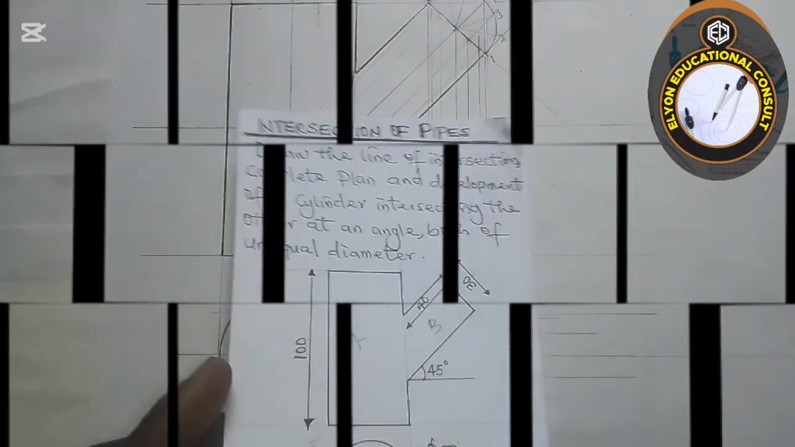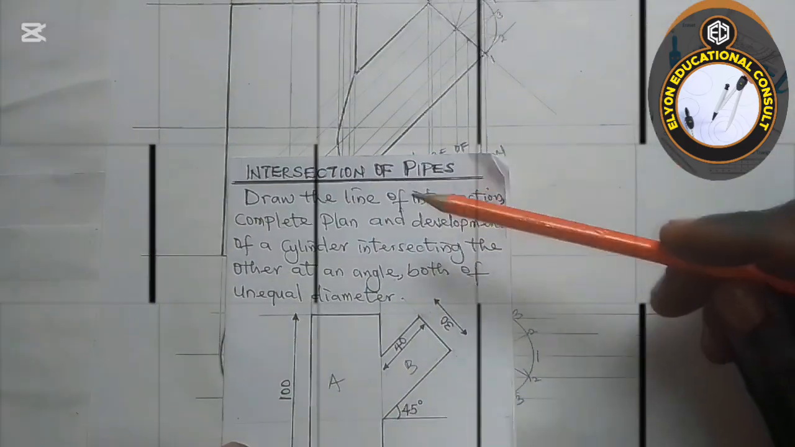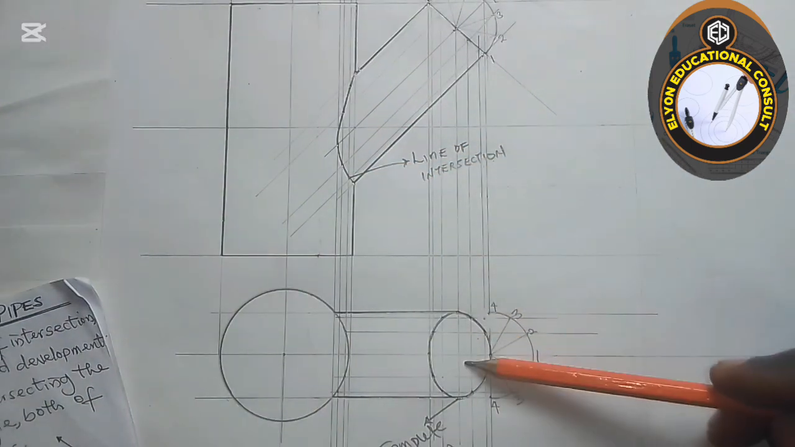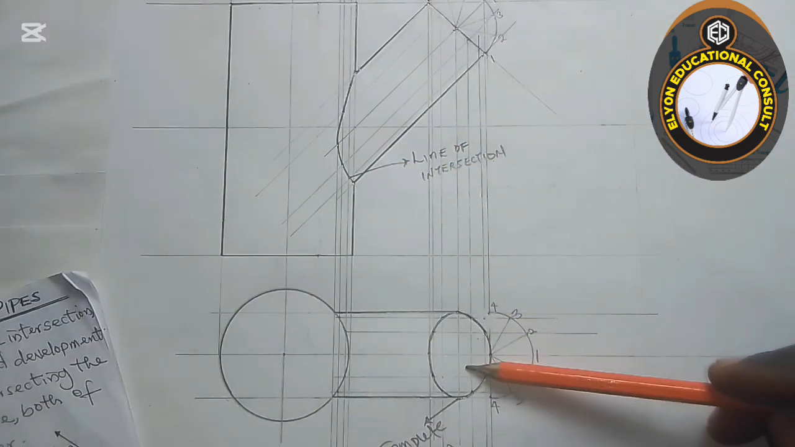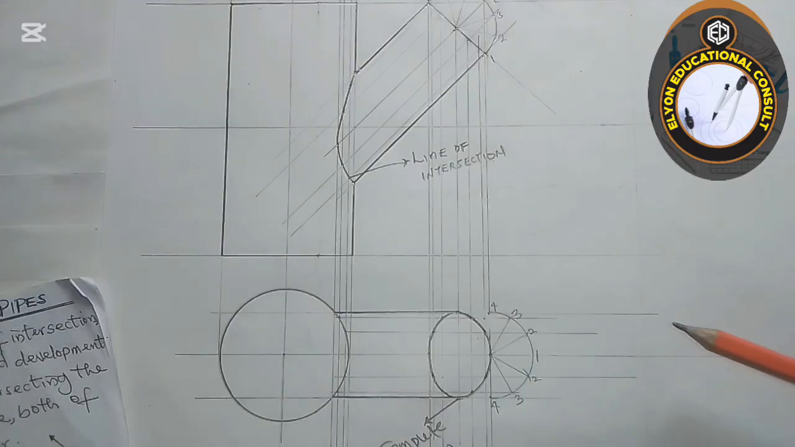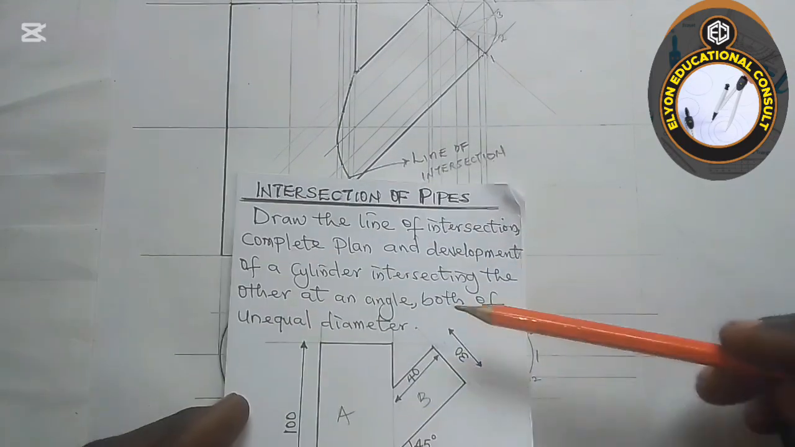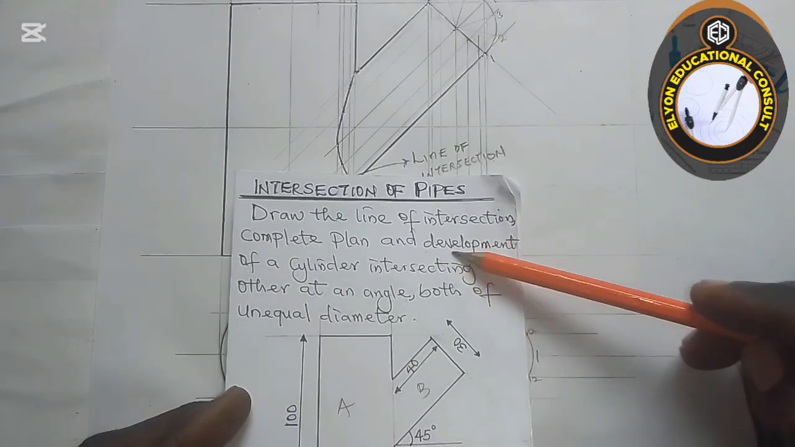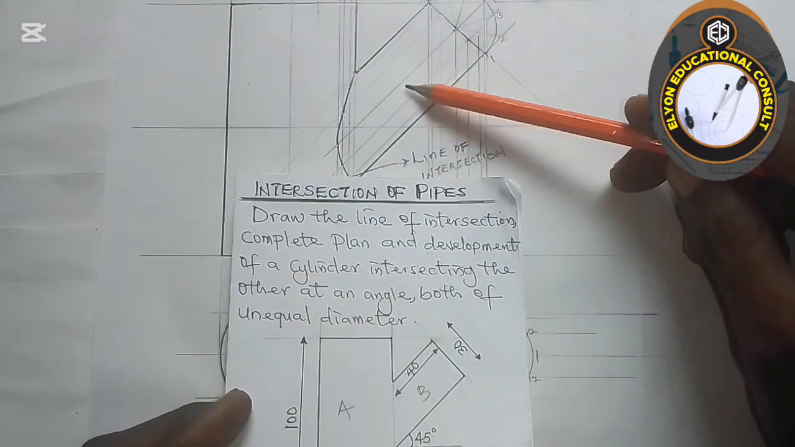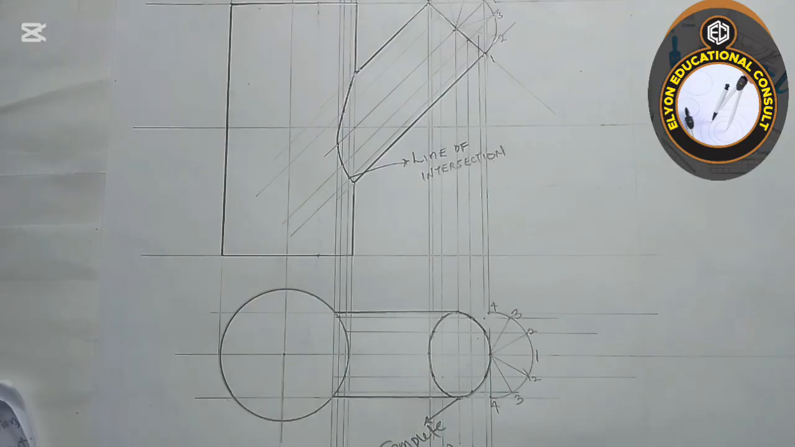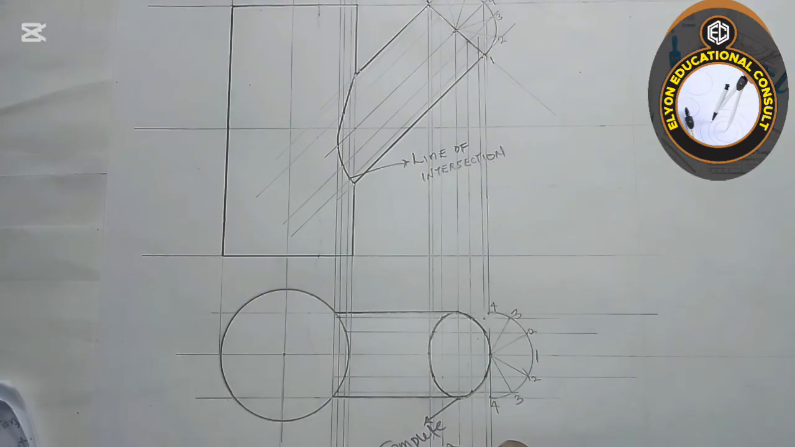We are still on this video, on this particular drawing. We are drawing the intersection of pipes. We have done the lines of intersection. We've drawn the complete plan in the previous video. So what this video is for is to draw the development of this particular cylinder. I'm going to take us through how we draw the development.